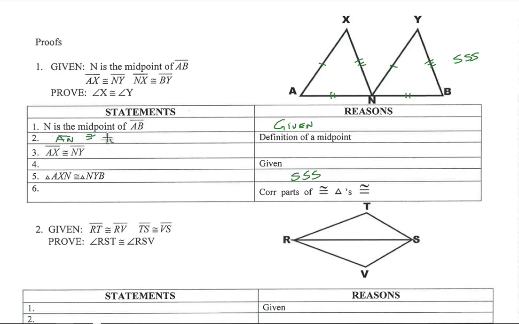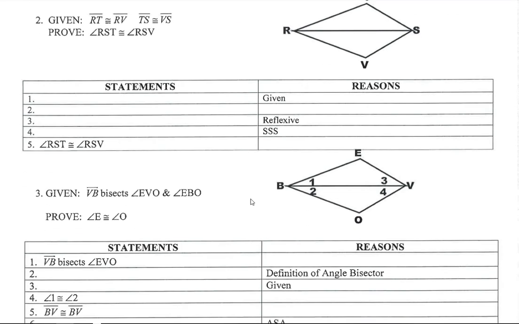We need to get everything in there. So AN congruent to NB is given. And then by definition of midpoint, we can say that the two segments are congruent. We got the other given. We also need that NX is congruent to BY. And by side, the triangles are congruent, and then the two angles are congruent by corresponding parts.